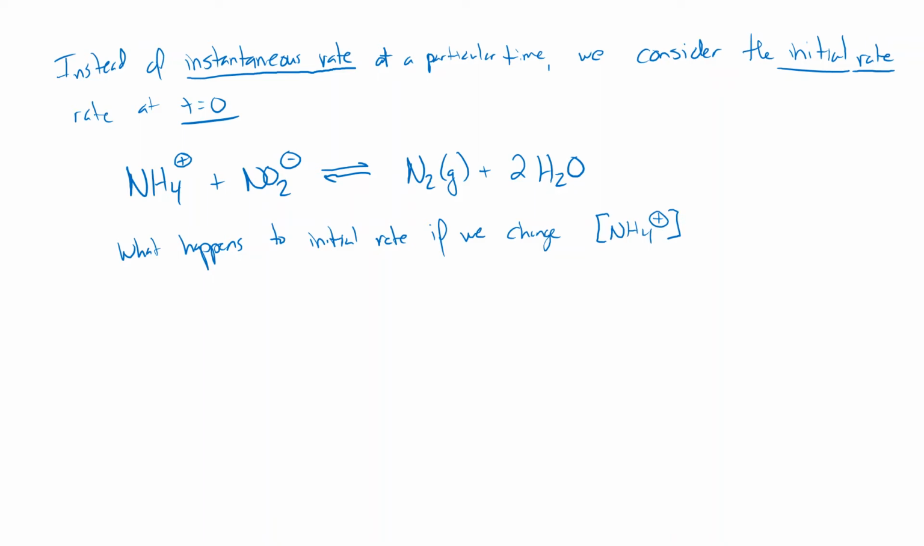So if we change the concentration of NH4 plus, let's say that we run the first one with concentration NH4 plus equals 1 molar, we get an initial rate. I'd always just say rate because that's all we talk about, but rate here is the initial rate. We get a rate of, let's say, 0.02 molarity per second.